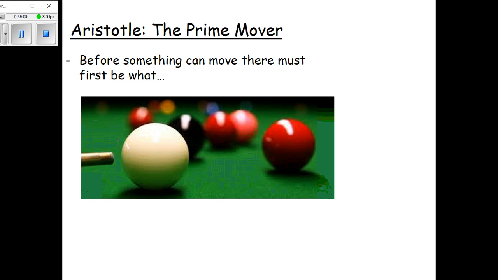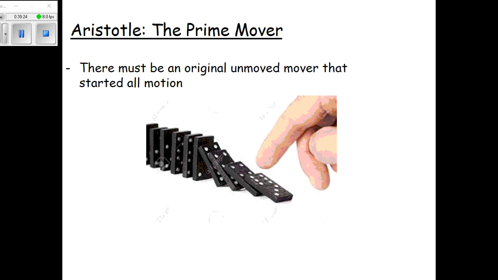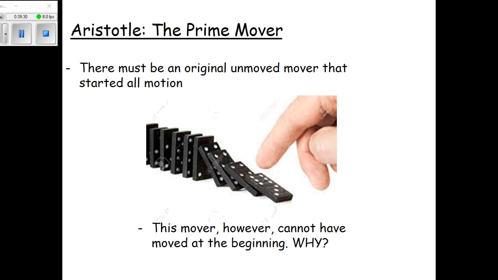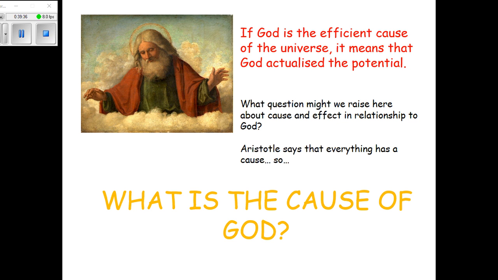We've been through this, but let's just talk about this briefly again. Before something can move, there must be something else that's moving. We can ask ourselves, well, what moved this mover? And what moved this mover? And what moved this mover? So there must be an original unmoved mover that started all motion. However, our question was, well, what moved the mover? What caused the causer? And Aristotle is going to say that God is the first cause, the prime mover. There's no cause to God. God has always existed. It's outside of time, in fact.